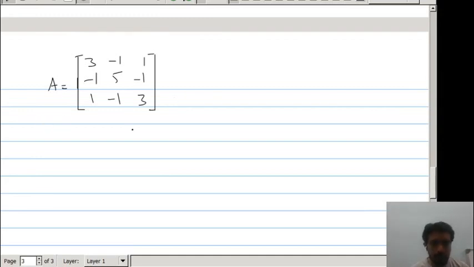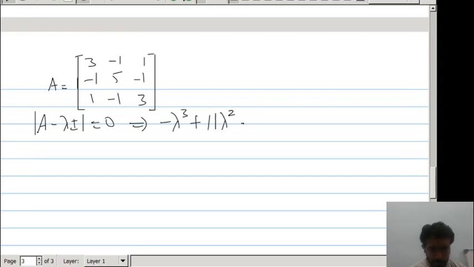The first step is to find the eigenvalues and the corresponding eigenvectors. So the determinant of A minus lambda I equal to 0. This implies minus lambda cube plus 11 lambda squared minus 36 lambda plus 36 equal to 0. So we have lambda equal to 2, 3 and 6.